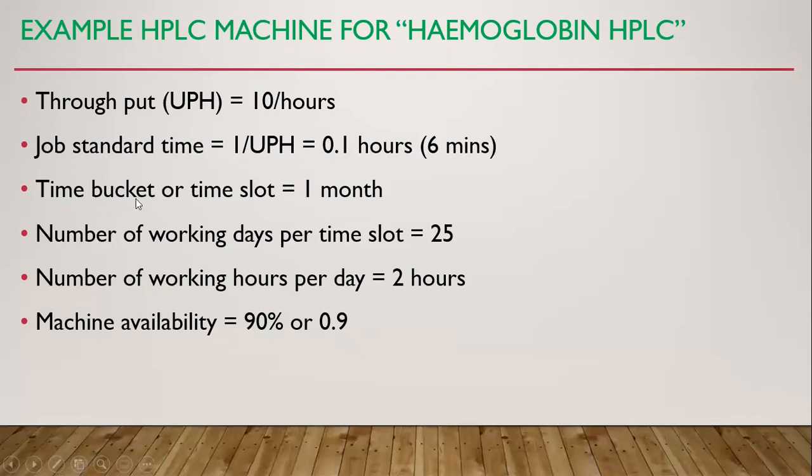The time bucket for the present exercise we take is 1 month. The number of working days per time slot or per month is 25 days. The number of working hours per day is 2 hours. The machine runs from 2 p.m. to 4 p.m., for 2 hours. And the machine is available for 90% of time. For 10% of time, it is either in a breakdown phase or in a startup phase. So the machine availability is 90%, or 0.9 in fraction terms.